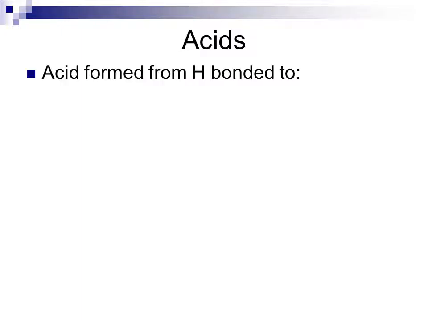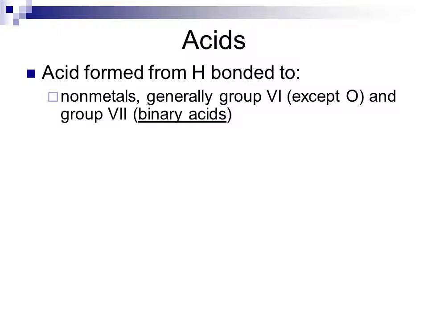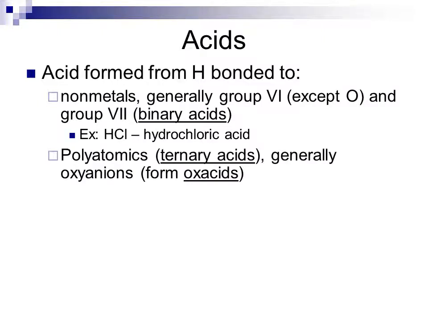Naming acids. To understand the nomenclature of acids, we have to understand what an acid is. An acid is something that is formed from hydrogen bonded to either a nonmetal of generally group 6 or 7, excluding oxygen because that would form water, which is technically an acid, but not considered in this concept. And these will form what we call binary acids. Something like HCl is a binary acid, hydrogen bonded to chlorine, and this is hydrochloric acid.